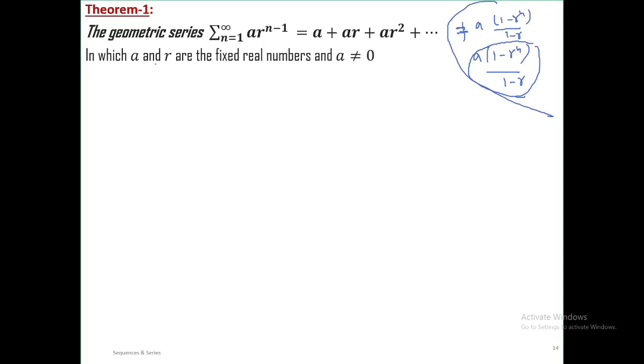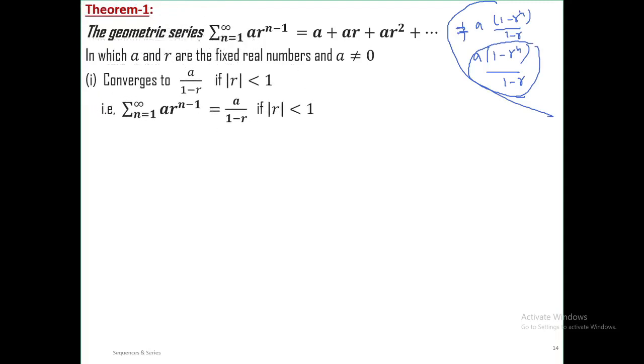In which a and r are fixed real numbers, and a is not equal to 0. Then the conclusion is that the geometric series converges to a by 1 minus r if modulus of r is less than 1. Simply, modulus of r less than 1 means minus 1 less than r less than 1. So the series converges means what? The sum of all the terms is nothing but a by 1 minus r.